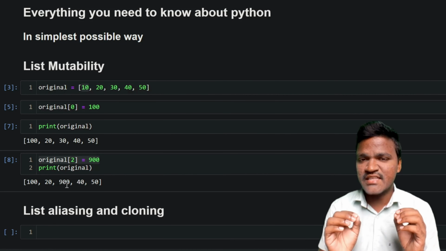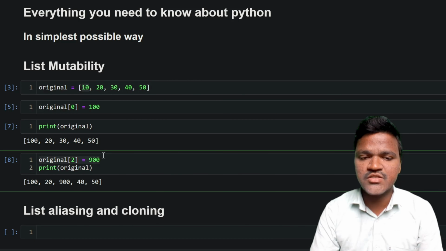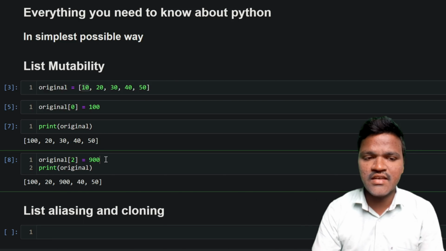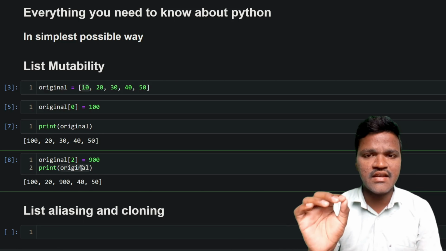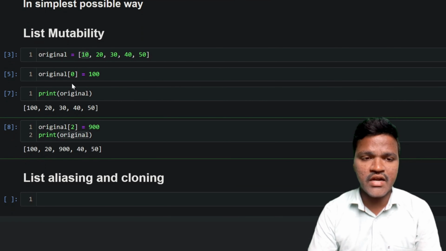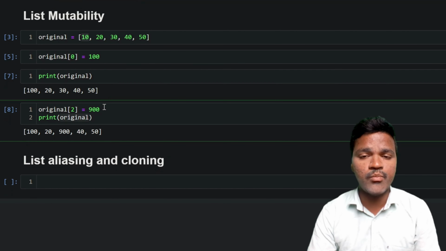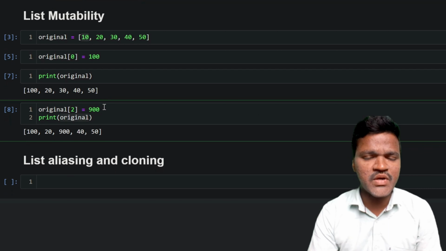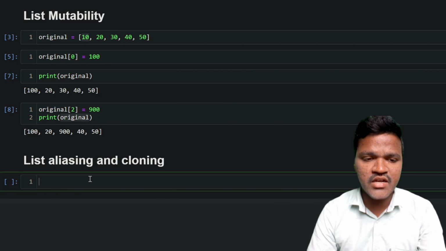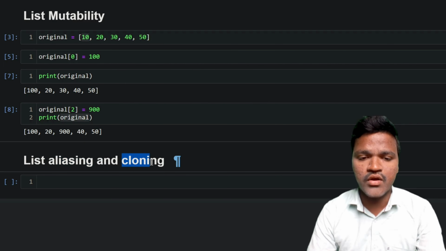So that is what exactly mutability means. If we change any data element inside this list, the original list itself will be modified and that will be reflected. We have understood this with this example. Let us now see some more important concepts regarding mutability. One of the things we need to consider is aliasing, and another one is cloning. First we will understand aliasing.